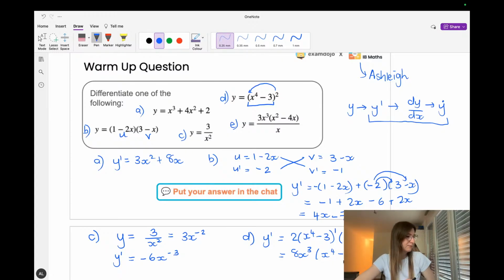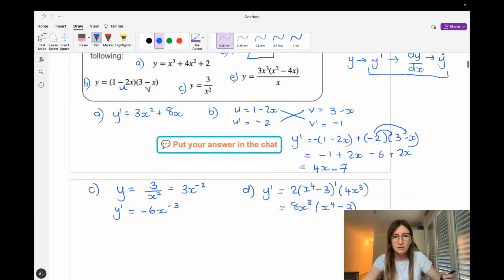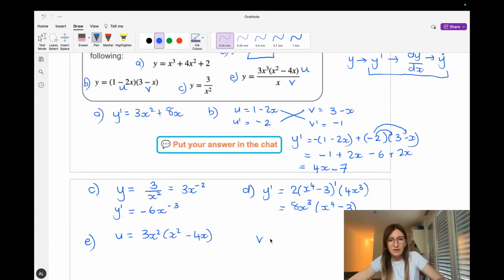And then let's do E underneath. For E, we're using the quotient rule. So again, with E, I like to take my function u and my function v and write them out like this. It just helps make life a lot clearer. u is 3x squared, x squared minus 4x, and v was x. This one I'm just going to multiply out to make life a bit easier for me.